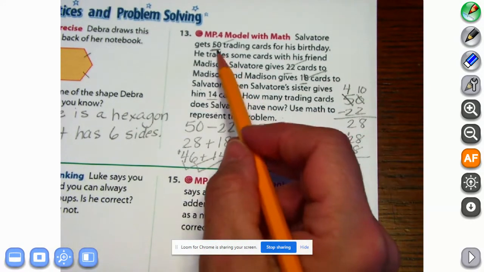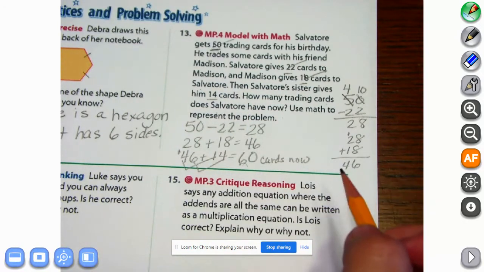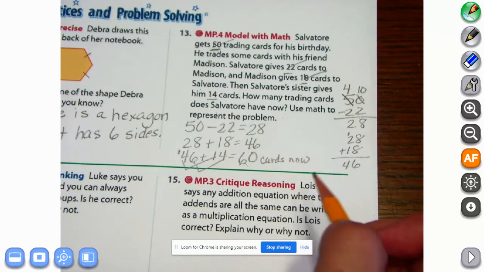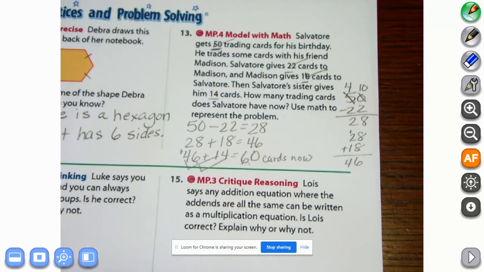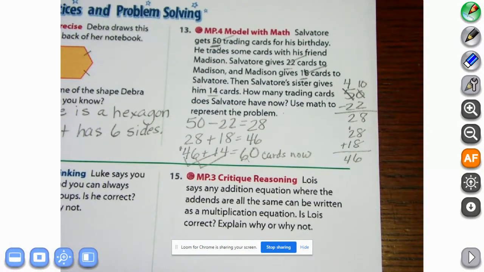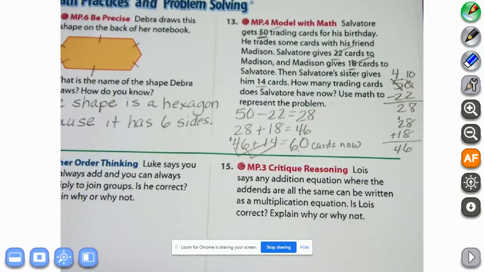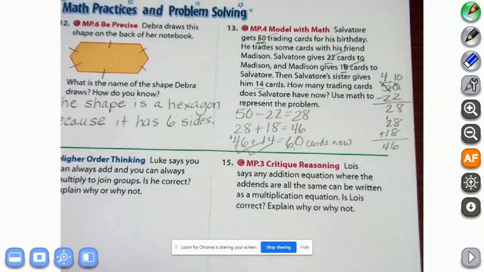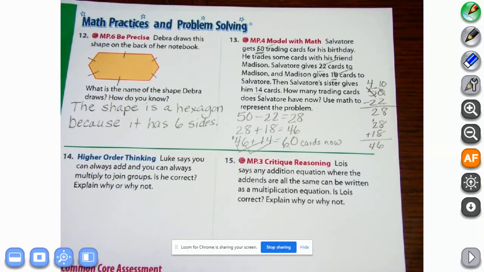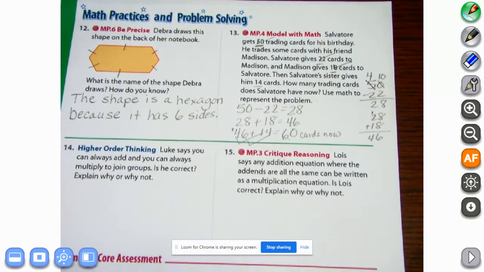He started with 50. He ended with 60. How many cards did he end with? He has how many more than when he started? All right, pause so you can get all of this written down and then come back. All right, so you're back.